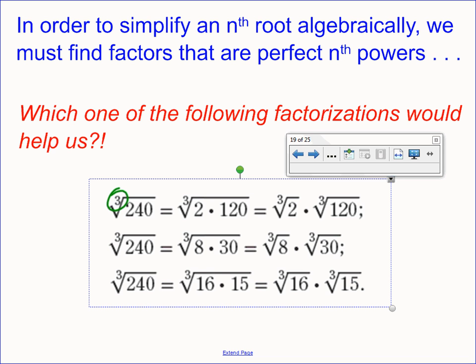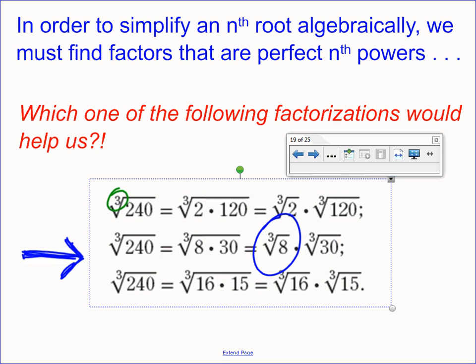Everybody find it. Only one of these factorizations is going to be useful when we go to simplify the cube root of 240. Only one of them contains a perfect cube inside of a cube root. Ben C? The second one. The second one is the only one that's useful to us algebraically to simplify this. All of them are true because of the product of radicals property, but only the second one contains a perfect cube inside of a cube root. That's the only one that's going to be useful for us as we go to simplify.